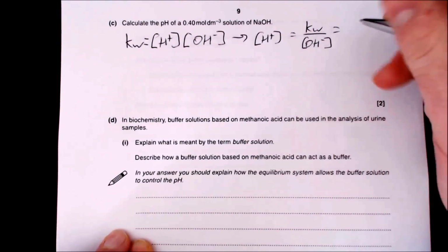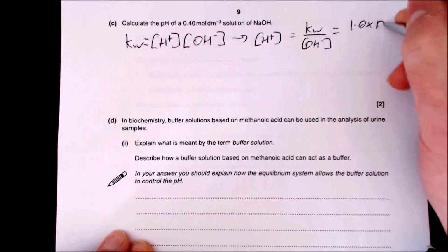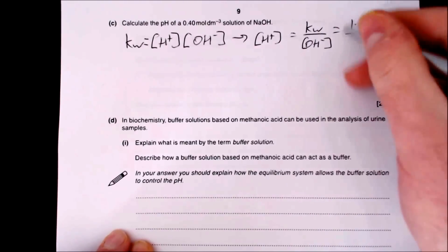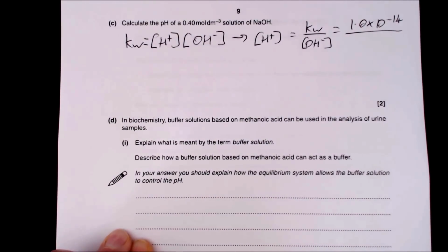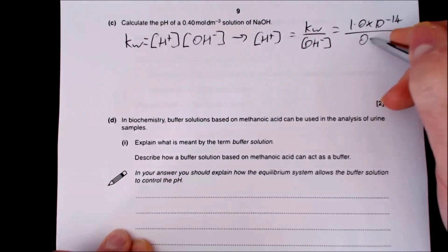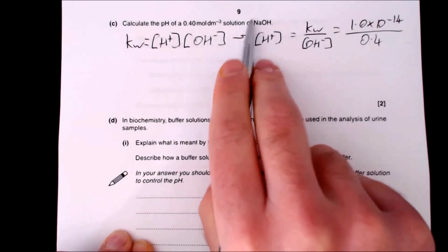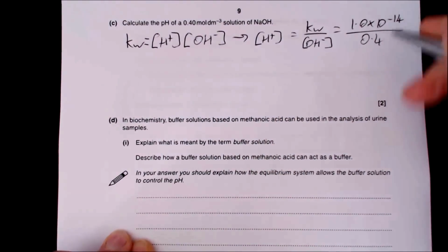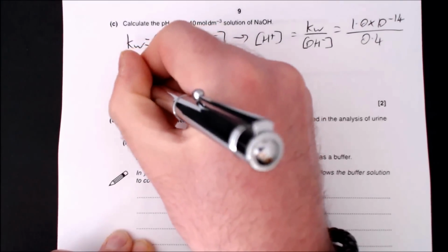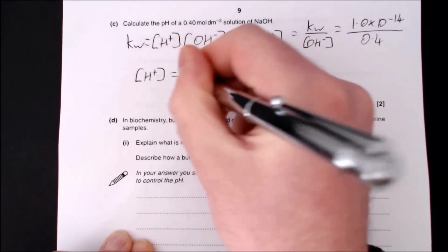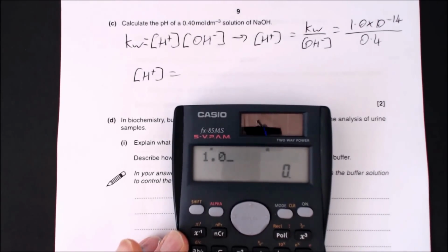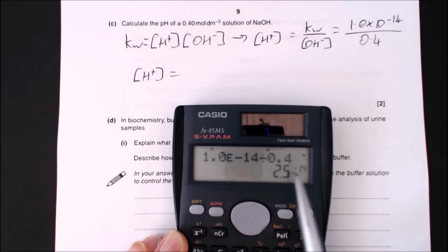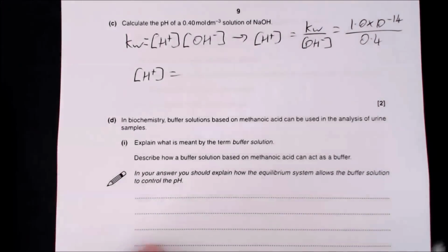And so if we write that, it should be 1.0 times by 10 to the minus 14. This is always the case. The value of Kw is always the case at room temperature and pressure, and that's what we're assuming here as well. Okay, and the concentration of OH minus is 0.4. Because it's a strong base, we can assume that the concentration of sodium hydroxide equals the concentration of OH minus. So that's just going to be 0.4 in there. And so therefore the concentration of H plus is going to be, let's put that in our calculator. So it's going to be 1.0 times by 10 to the minus 14 divided by 0.4. And that's going to be 2.5 times by 10 to the minus 14.